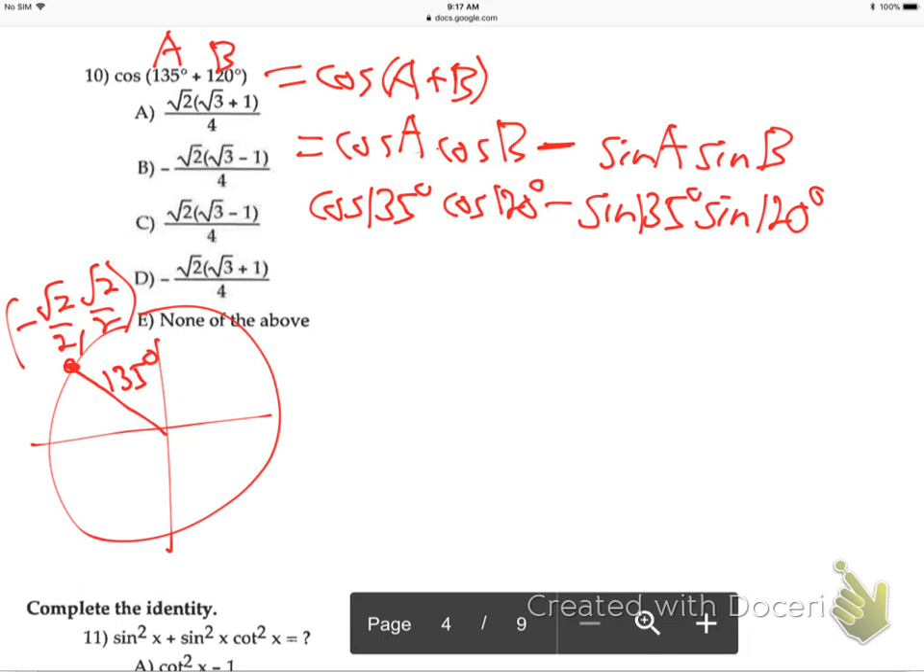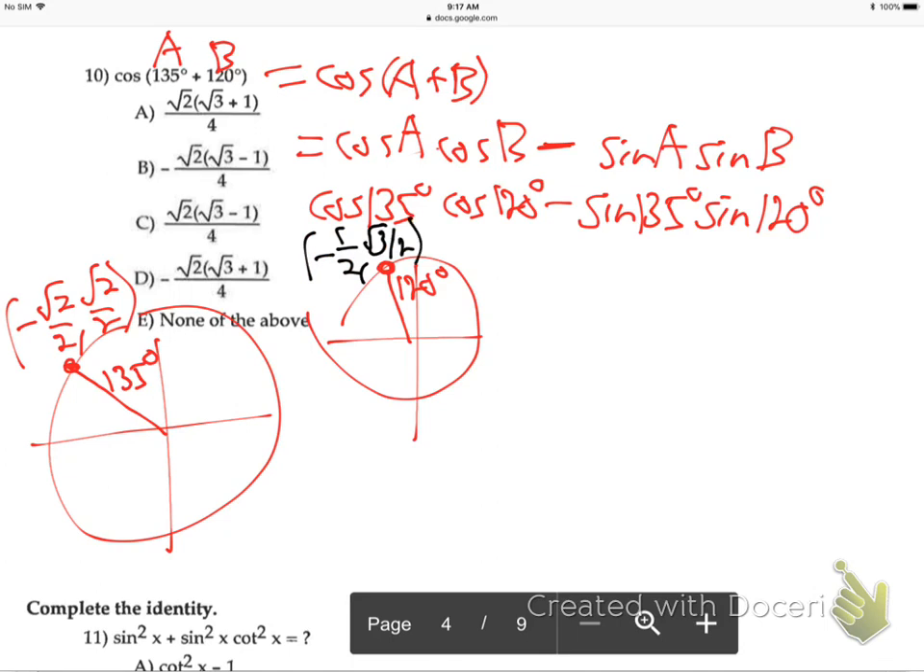So there's that one. And then the other one is 120, which I don't have room for now. Let me put the 120 here. So 120 is right there. And that one is negative a half, positive root 3 over 2, right? All right, so with that in mind, cosine is always x, sine is always y. Cosine is always x, sine is always y.